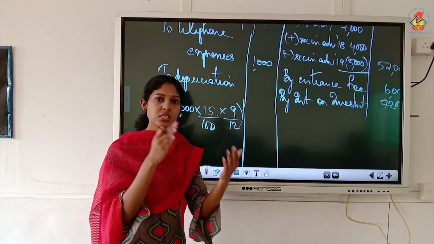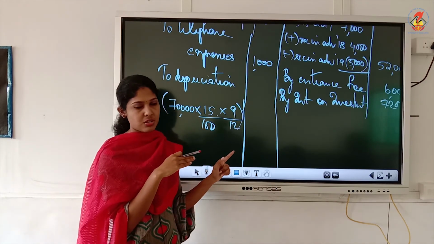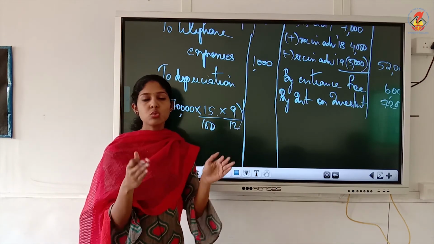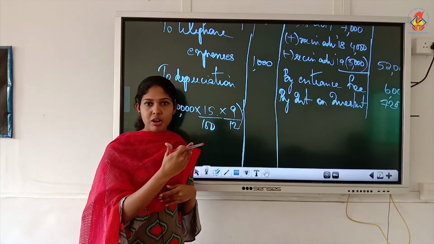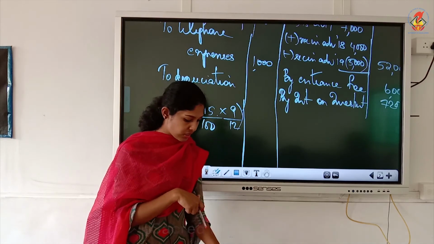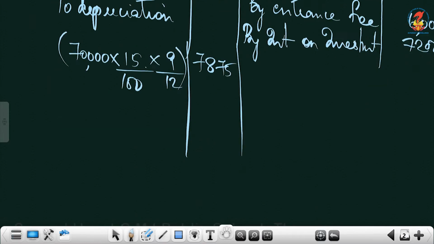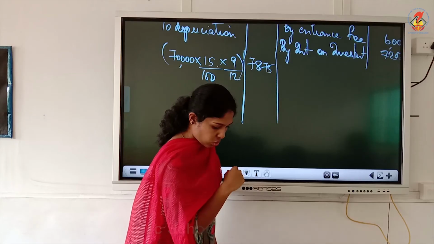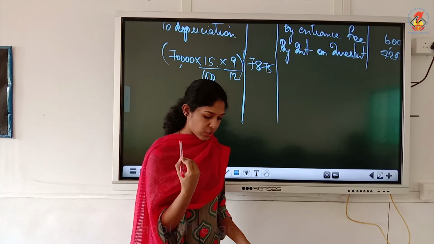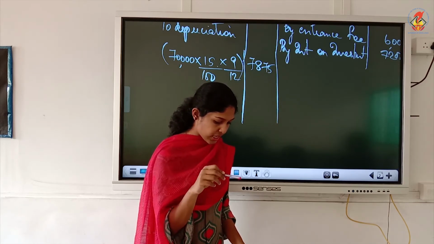If it was 1st April, you can just do 70,000 into 15 by 100. If nothing is mentioned also, you can assume that it was there from 1st April. But here they have specified the date, so consider the time period. All these amounts you just compute, don't simply copy. Okay. So that is over. Then we have closing cash balance and bank balance that we will take only in the balance sheet. So the items are over now.